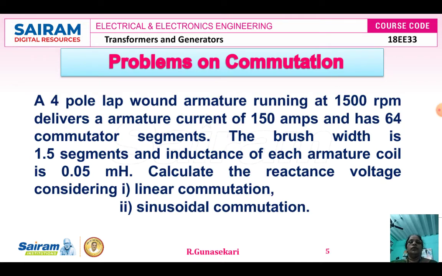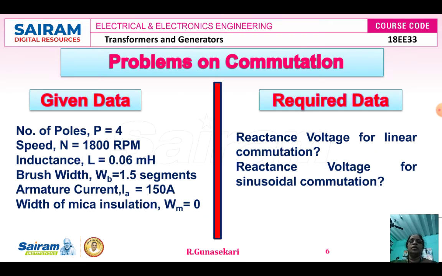Okay. Then we study the problems on commutation. Now I read the problem. A 4-pole lap-wound armature running at 1500 rpm delivers an armature current of 150 amps and has 64 commutator segments. The brush width is 1.5 segments and the inductance of each armature coil is 0.05 millihenry. Calculate the reactance voltage considering first linear commutation, second sinusoidal commutation.